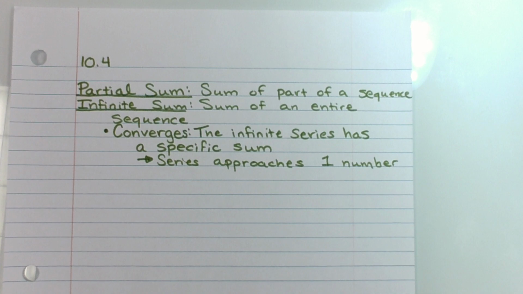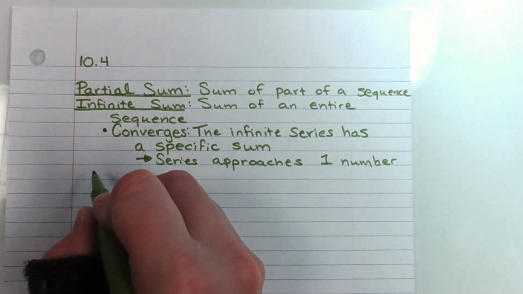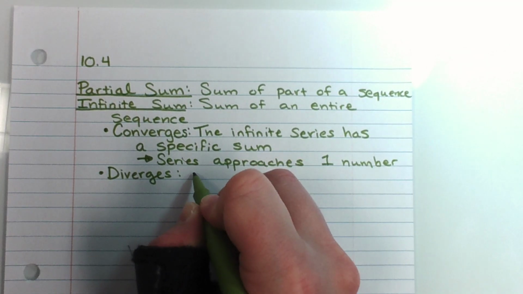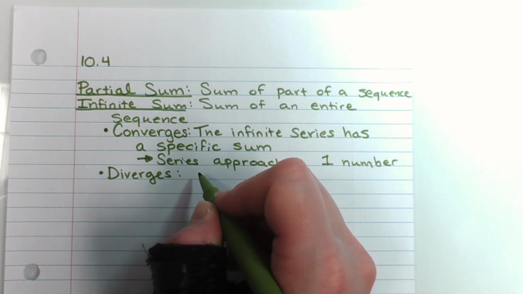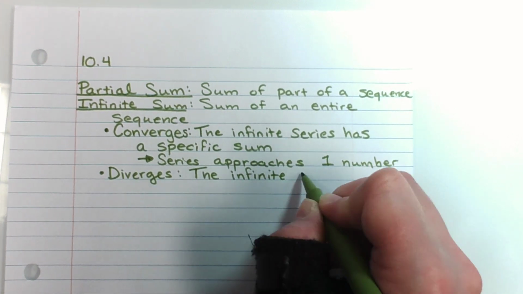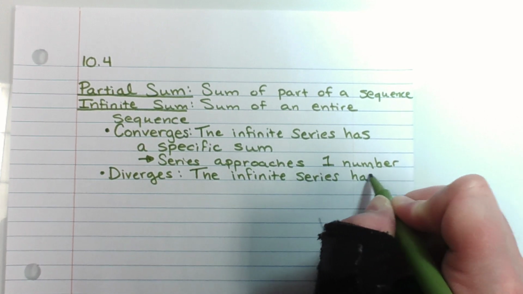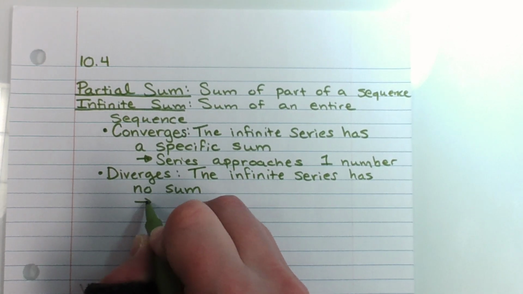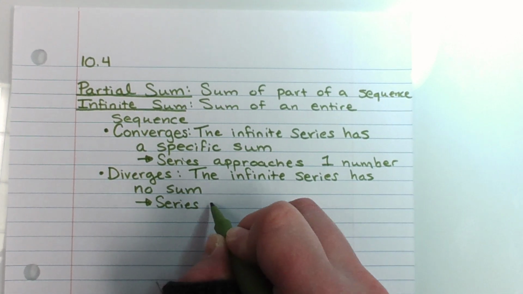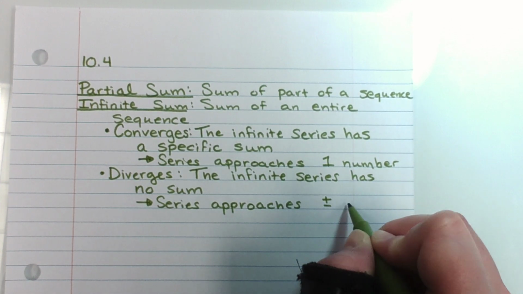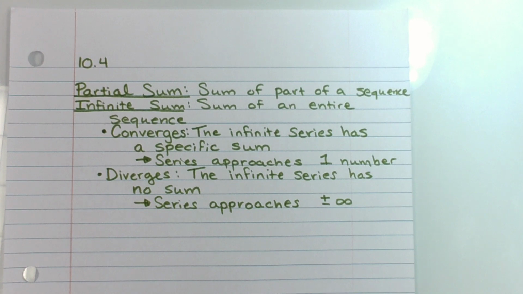Now, if it can converge, it can also do the opposite of converge, which is to diverge. A series diverges if the infinite series has what we say is no sum. Or more specifically, the series approaches a positive or a negative infinity. It just keeps getting bigger and bigger and bigger, or smaller and smaller and smaller.